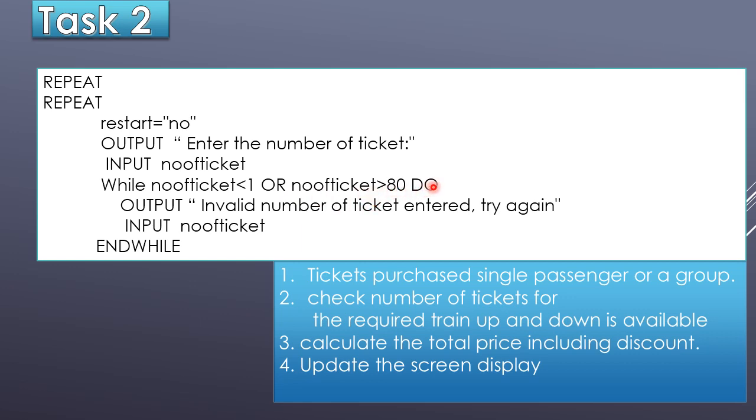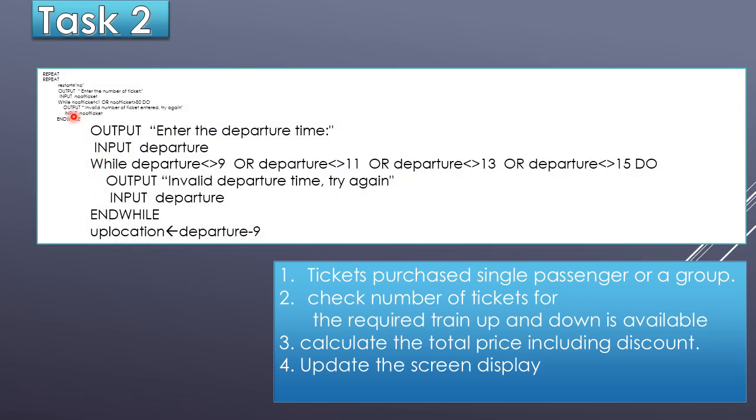So for those tickets we have to trap it and say that invalid number of tickets entered, try again, and we allow input of a new value inside the while loop structure so that the while loop can end. Once they give a proper input of number of tickets, it is going to ask for another input: enter the departure time. If they give a departure time of 9, 11, 13 or 15, any of these four values, it is valid.